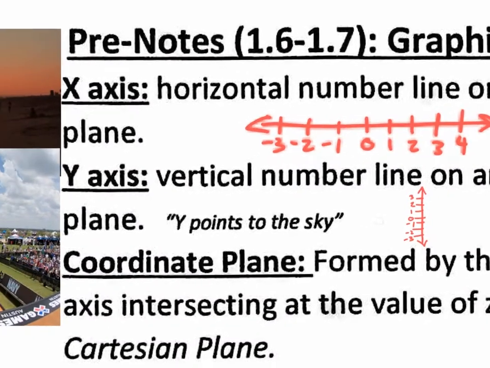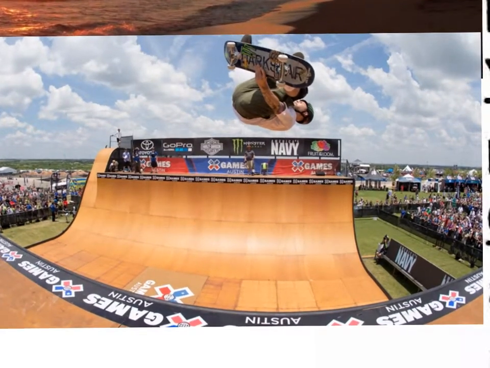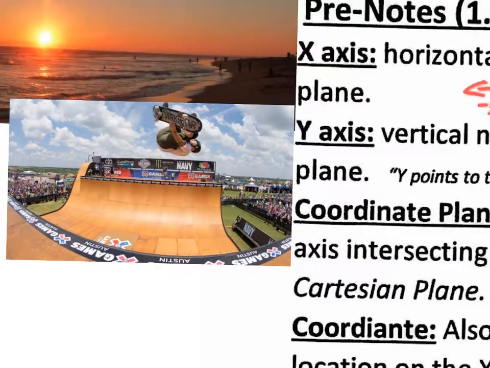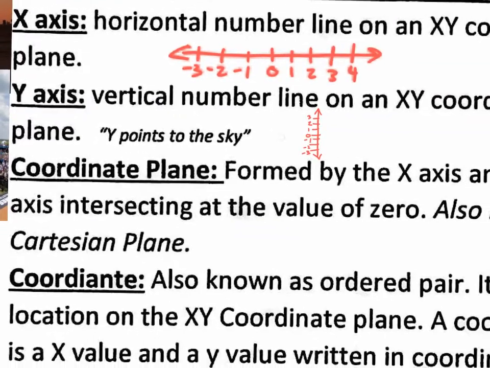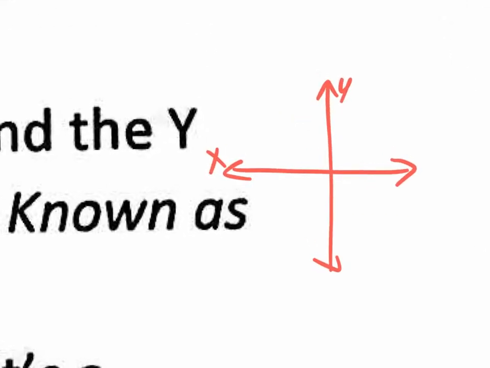If you ask anybody that knows how to skate vert, they are skating on this half pipe and they go up in the air and then they go back down, and on the other side they go up and go back down. So vert means up and down, vertical means up and down. So the y-axis is a vertical number line. It's just the same number line going up and down, 0 in the middle, positive going up, negative going down. So that's the y-axis.